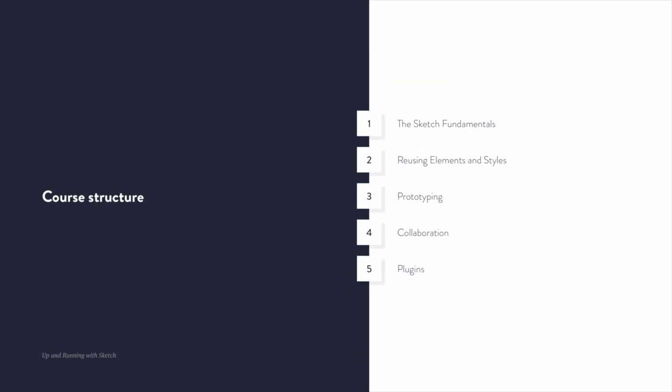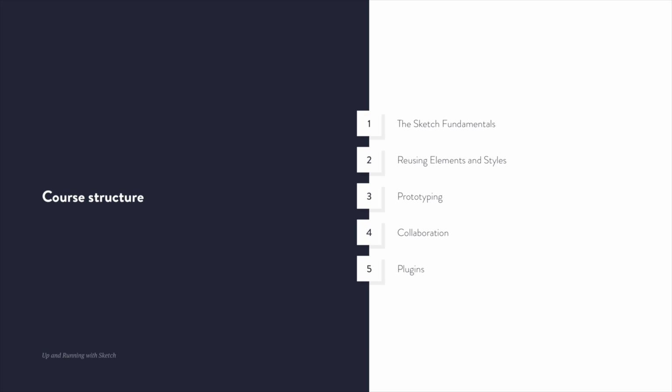Now, this course is quite lengthy, so here's how we'll structure it. In the first chapter, we'll cover the Sketch fundamentals. We'll do a quick tour of the interface. We'll discuss pages, artboards, groups, layers, and more. In the second chapter, we'll get into the more advanced functionality and discuss some of the really awesome time-saving features like shared styles, libraries, and symbols.